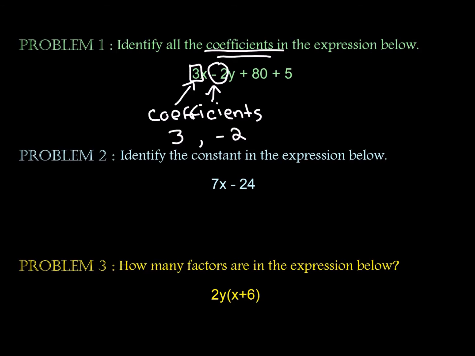Problem number 2. Identify the constant in the expression below. So if you remember from the definition, a constant is a number that's all by itself. So right here, there's a 7 that's being multiplied by an x. Those two are things that are together. And then there's a negative 24 all by itself out here. So the constant in this expression would be negative 24. And it's all by itself. It's very lonely.